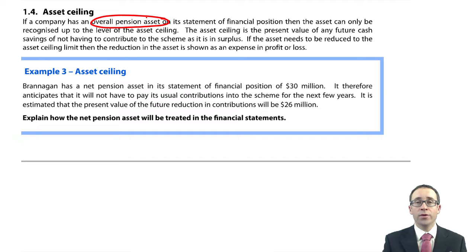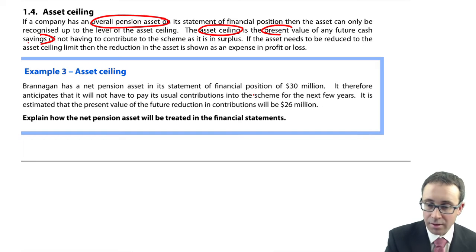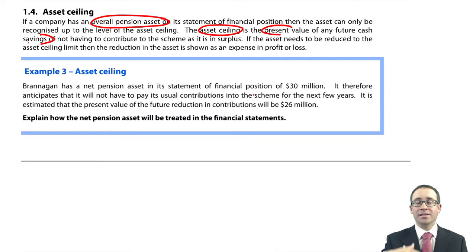So what we're going to do is look at that money that potentially you are going to save by not investing within the scheme, and you are going to discount those savings back to present value. If you discount that saving back to present value, then that is the asset ceiling. That's the maximum value of the asset that you can recognize. You don't have to calculate it. You'll be given it within the exam.